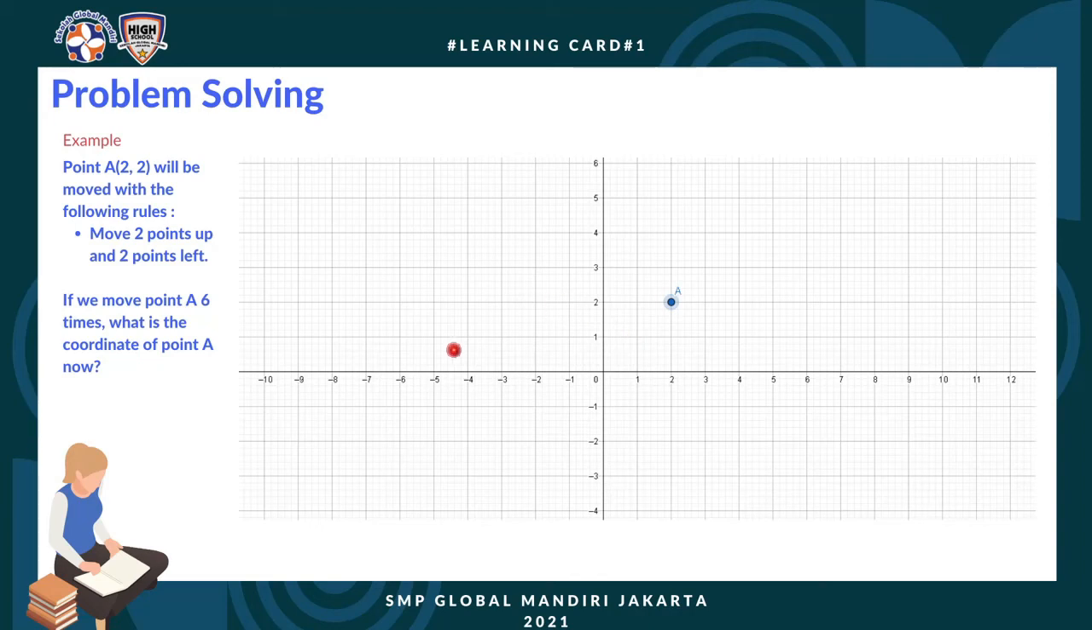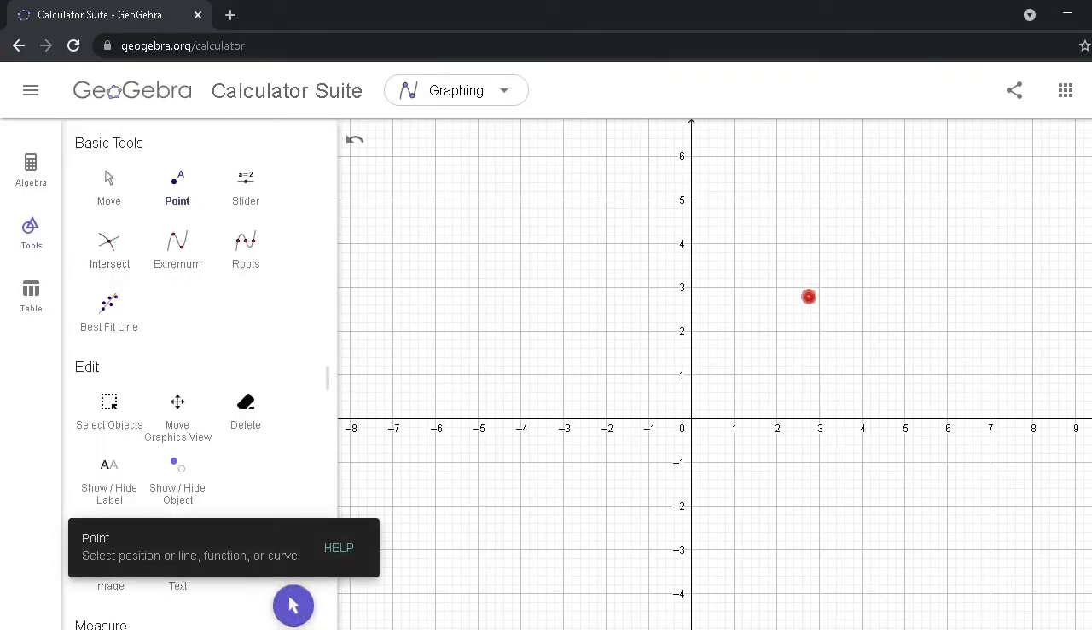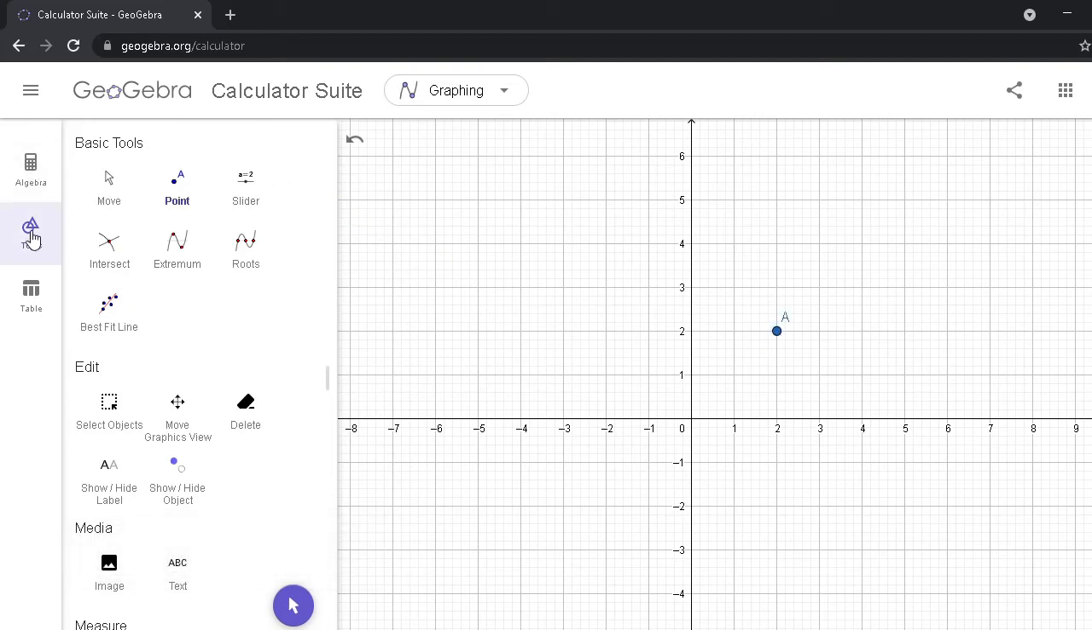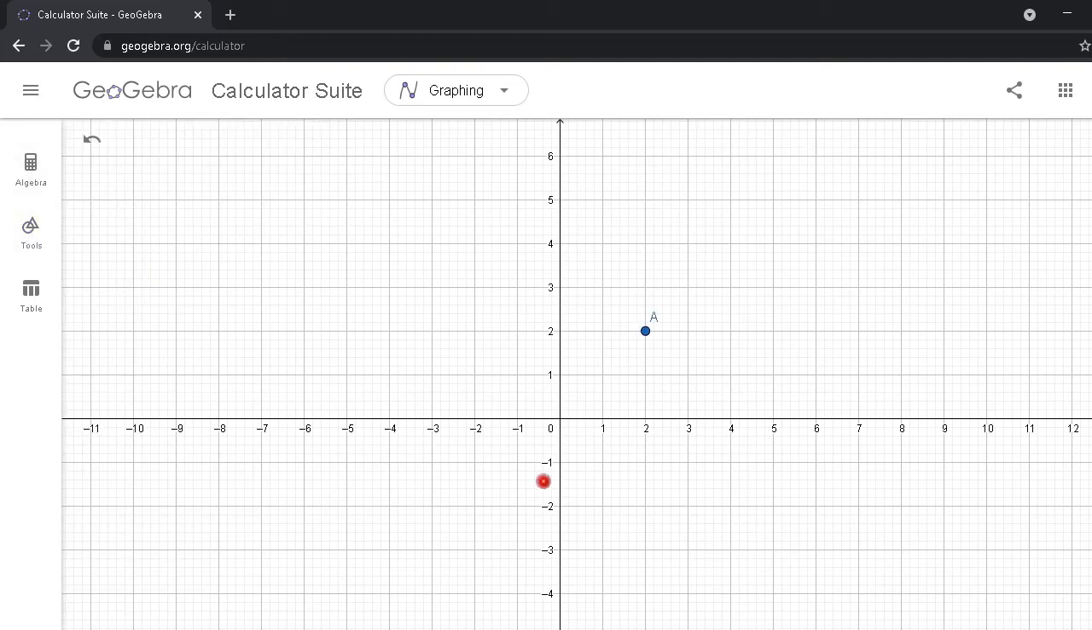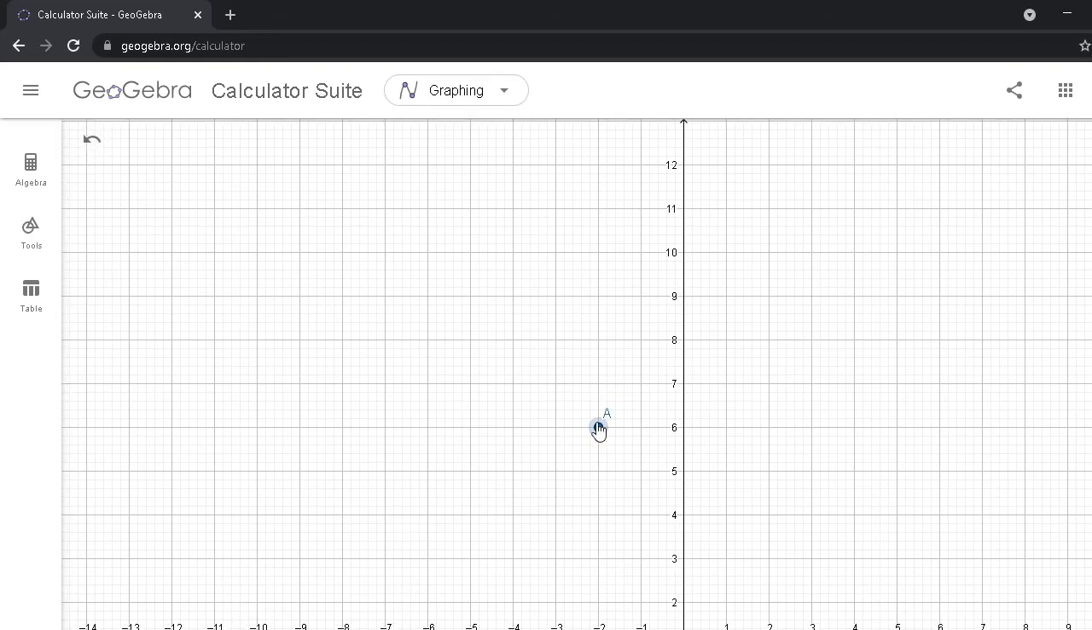Okay, so first, we need to make the point. This is the point 2, 2. The rule of the movement is 2 points up and 2 points left, and we have to move this point 6 times. So the first move is 2 points up and 2 points left. Then the second move is 2 points up and 2 points left. The third move is 2 points up and 2 points left.